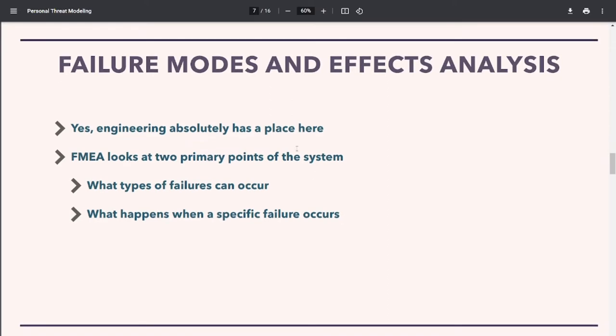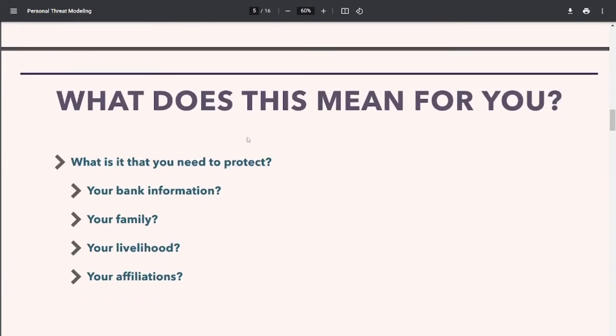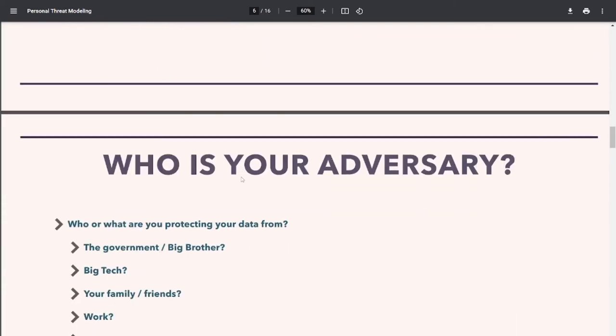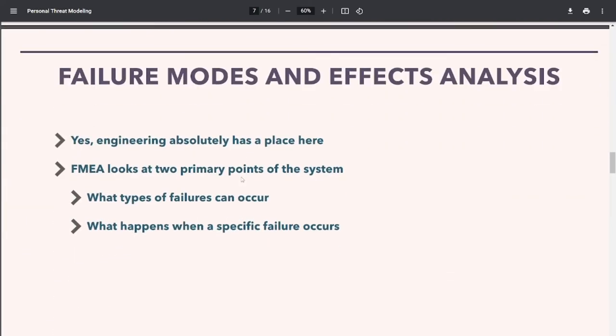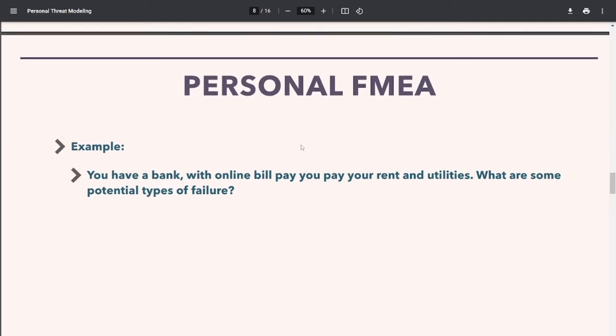So as you look at those data assets above here, start looking at the columns where you say what can happen that is considered a failure of my protection currently in place, and then what happens as a result of that specific failure. And this is going to turn into a tree really quickly. So let's do an example here of a personal FMEA. You have a bank with online bill pay, and you pay all of your rent and utilities through that online bill pay. What are some potential types of failures that can occur? This is the first part of the FMEA.